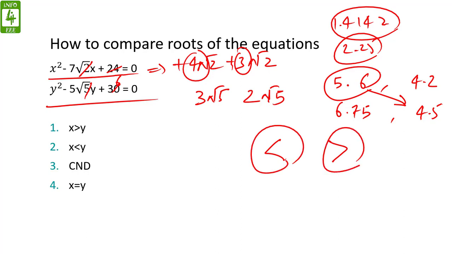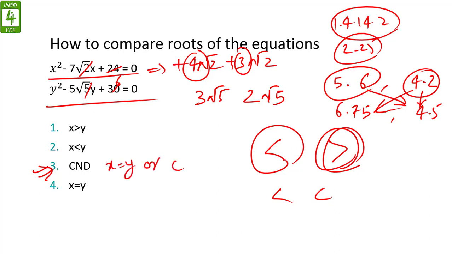So at a time you cannot provide these two values, right? And this 4.2 is less for both the cases, but this greater than you cannot say. So in this case the answer will be cannot determine. So mostly the answers are given like this: x equal to y or cannot determine. So the answer will be third.